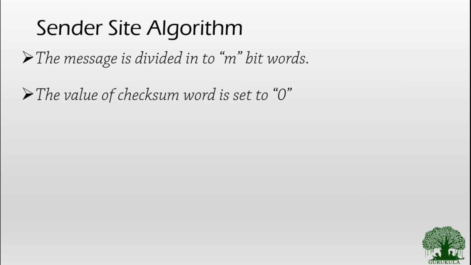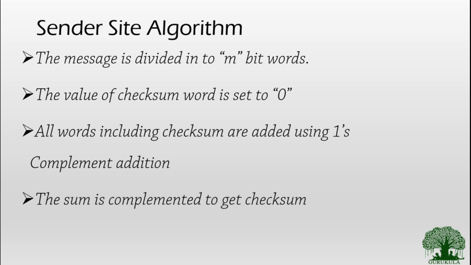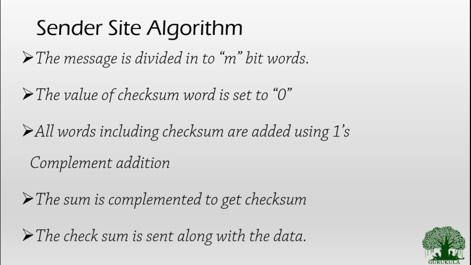Once it is done, the value of the checksum word is initially set to 0, and then all the words including the checksum are added using one's complement addition, and the sum is complemented to get the checksum. The checksum is then also sent along with the data. So, this is the sequence of steps occurring in the sender side algorithm.